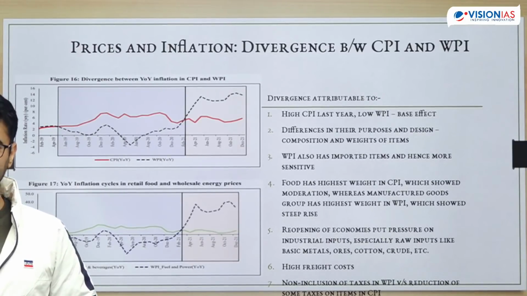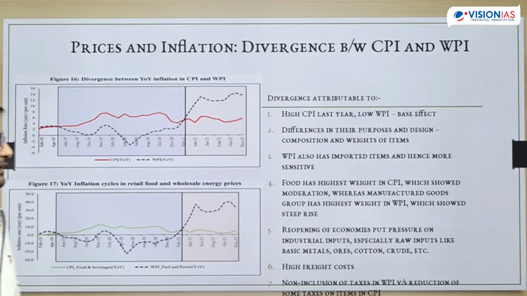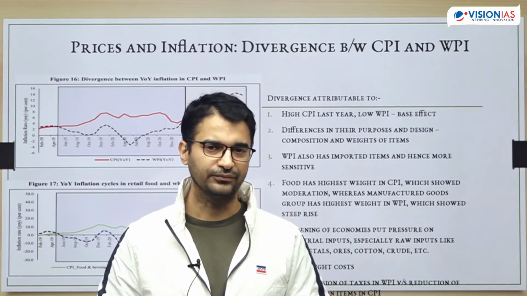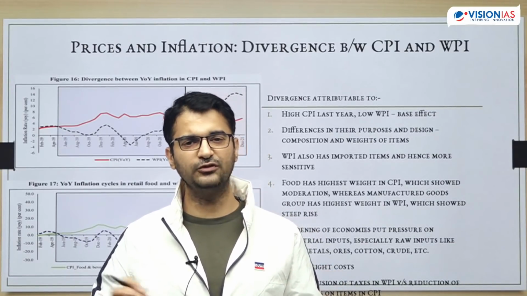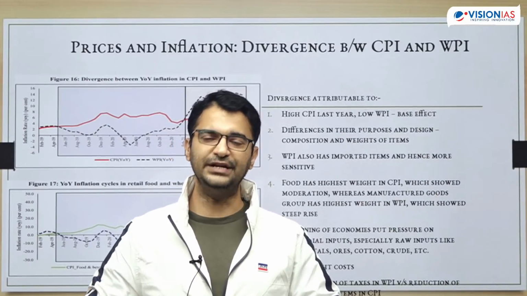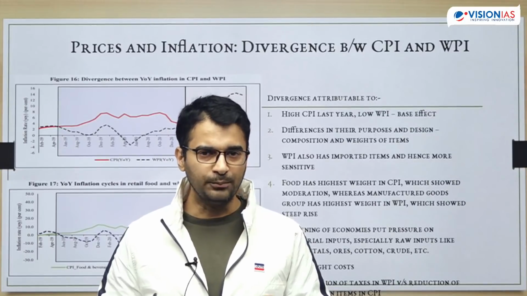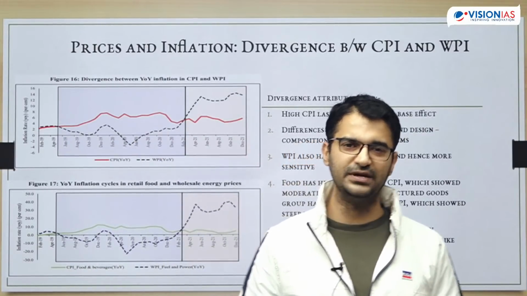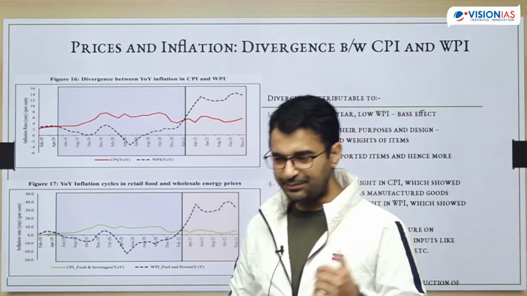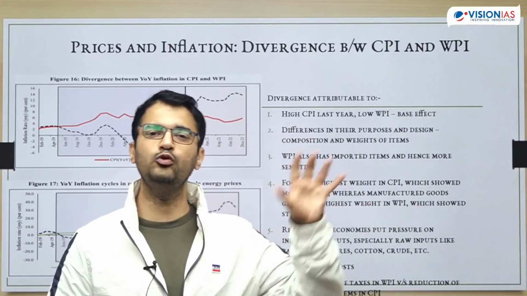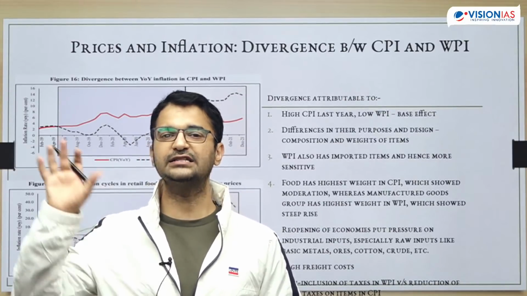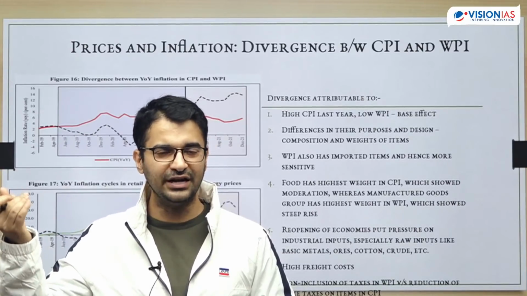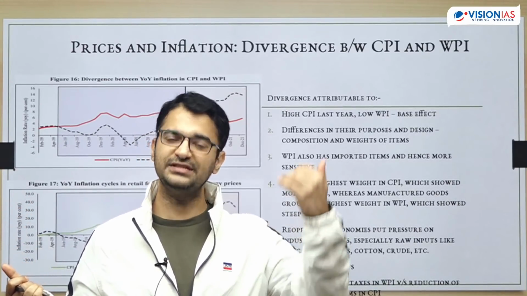There are various reasons that can be ascribed to it. First reason is that CPI and WPI both have different compositions. The purpose of CPI is different, purpose of WPI is different, their composition is completely different. Since composition is different, weights of items are different, there is naturally going to be a difference in CPI and WPI. CPI, for example, has the highest weight of food items. WPI has the highest weight of manufactured items. Weightage of food items in WPI is relatively less, whereas weightage of food items in CPI is relatively high.